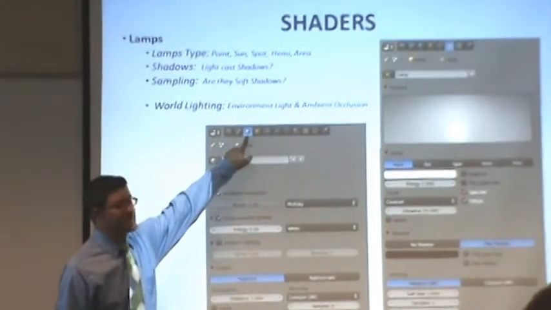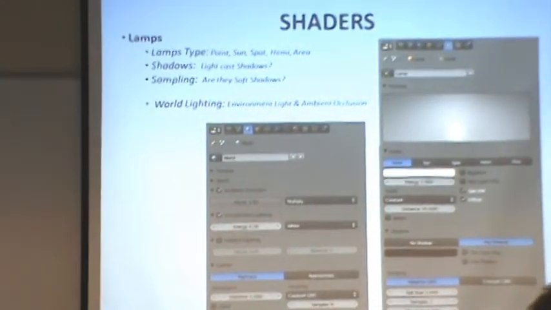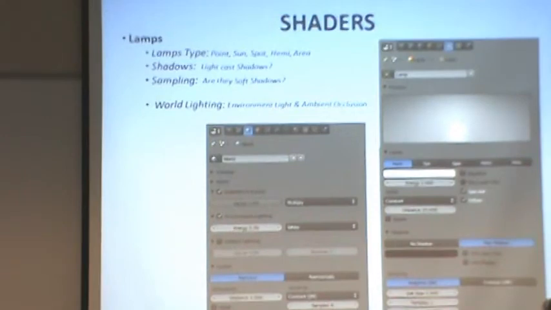So the world tab is the third one over here. It looks like a little globe, or a world, conveniently. How about that?